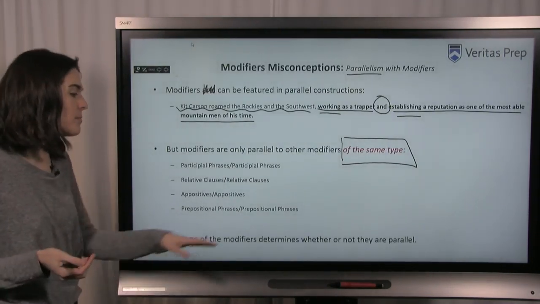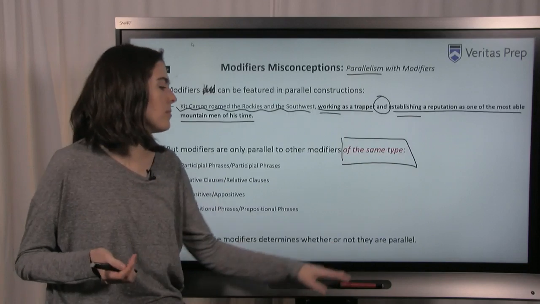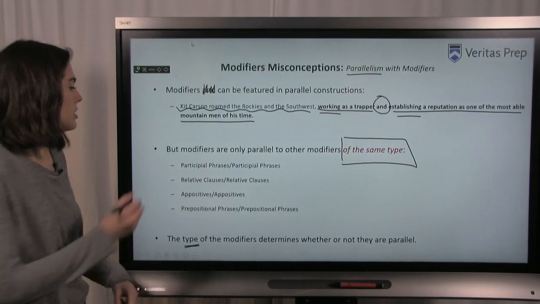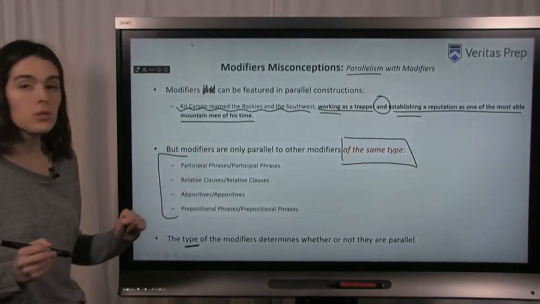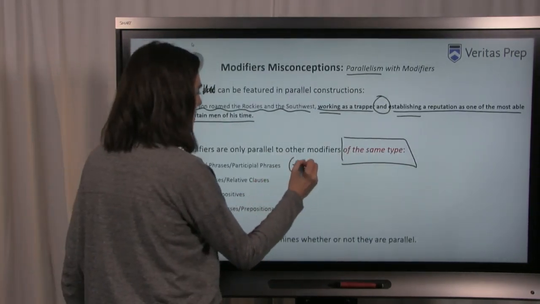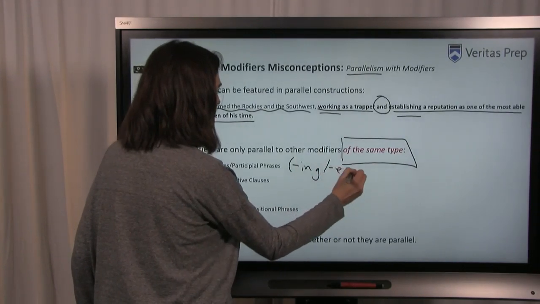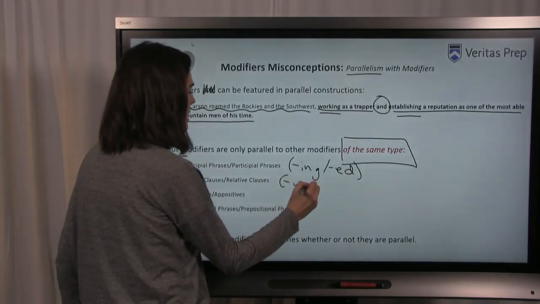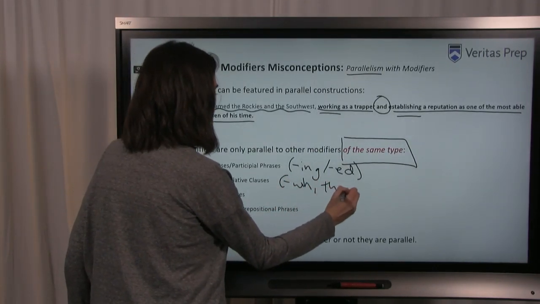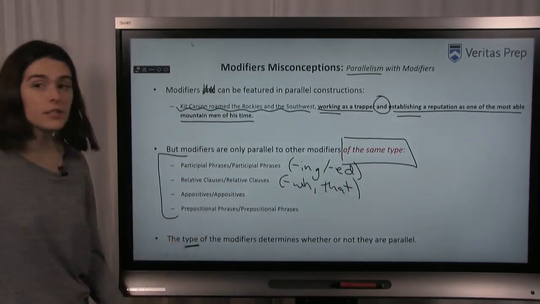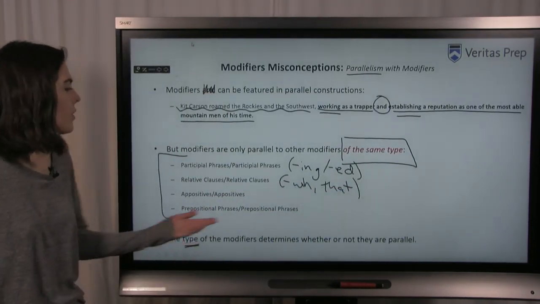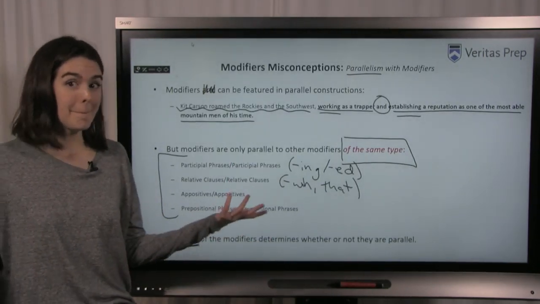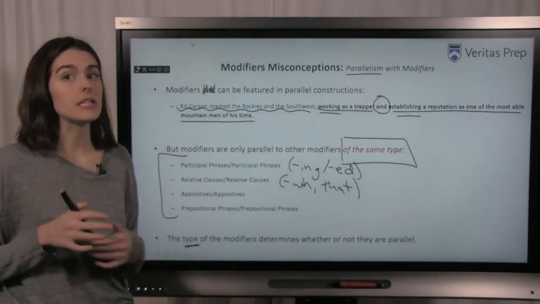So the type of the modifiers is going to determine whether or not they are parallel. So we need to be able to define, is this a participial phrase, so an ing or an ed? Is this a relative clause, so a wh or that? Is this an appositive, so that's a noun phrase, or a prepositional phrase, something that starts with a preposition? And that's what determines whether or not it's parallel.